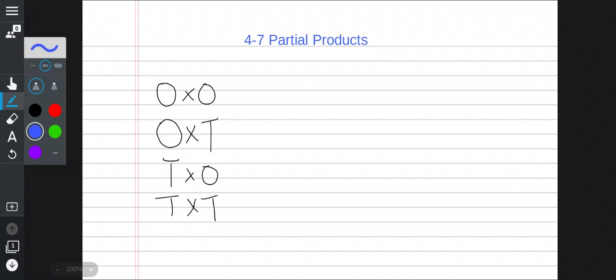So the O times O and the O times T, those are kind of a way to remember the order of what we're going to do here. That is ones times ones, ones times tens, tens times ones, and then tens times tens. So this is very similar to area model, but I think it's a shorter way and it's a little bit more organized. So let me show you what I mean. Let's start on a problem.